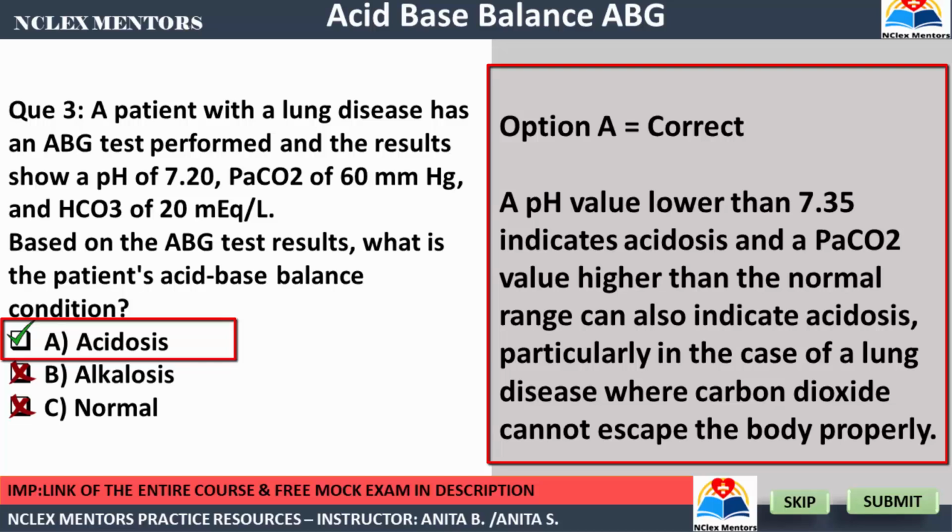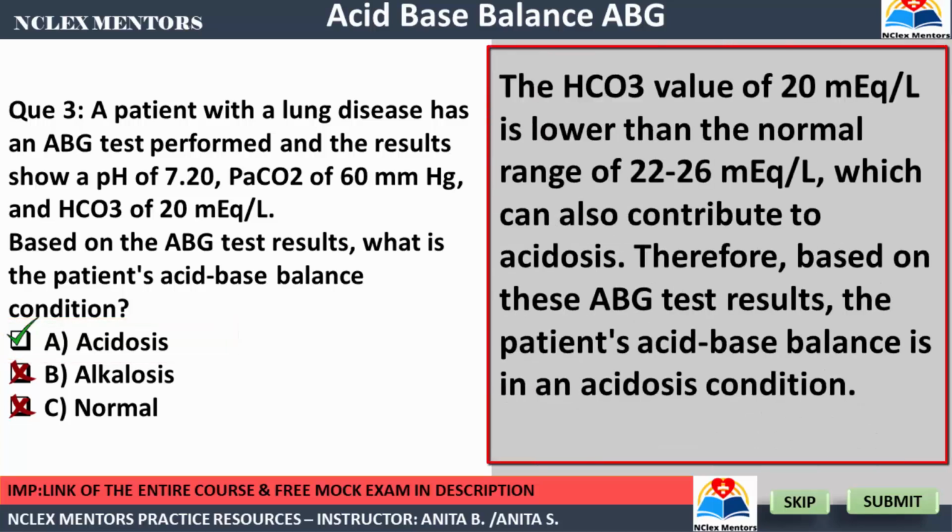A pH value lower than 7.35 indicates acidosis, and a partial pressure of carbon dioxide value higher than the normal range can also indicate acidosis, particularly in the case of a lung disease where carbon dioxide cannot escape the body properly. The bicarbonate value of 20 milliequivalent per liter is lower than the normal range of 22 to 26 milliequivalent per liter, which can also contribute to acidosis. Therefore, based on these arterial blood gas test results, the patient's acid-base balance is in an acidosis condition. I hope you solved this one correctly. Let's solve the next question.